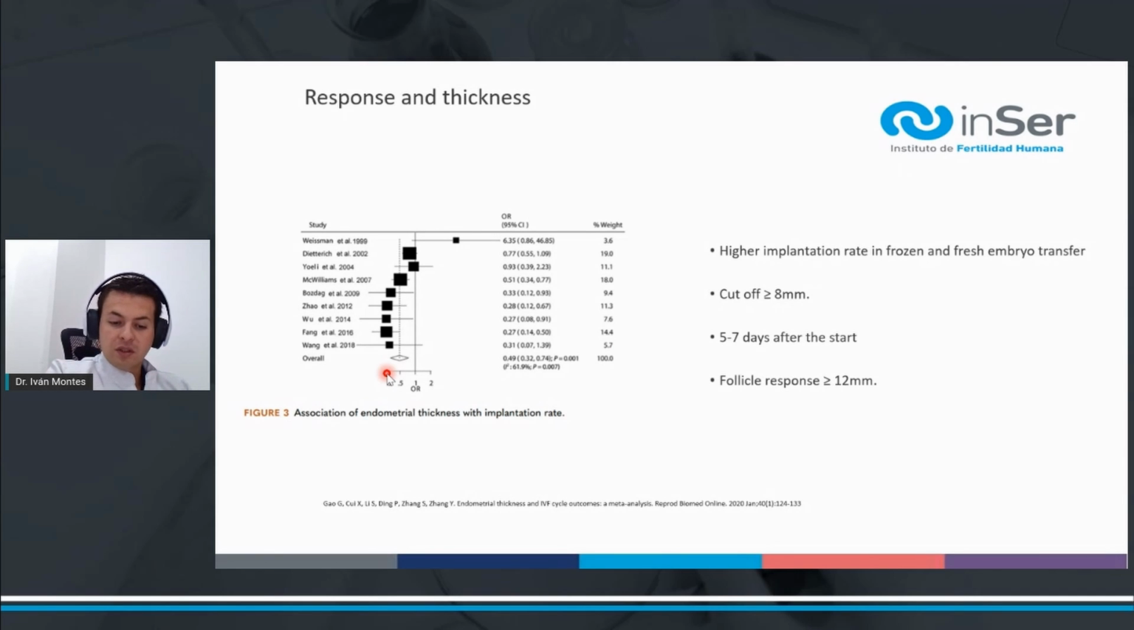For these reasons, we recommend that the endometrial follow-up and follicular response should be carried out within 5 to 7 days after the start of the treatment, looking for a follicular response where there is a follicle greater than 12 millimeters in low complexity treatments such as ovulation induction or IUI, and a leading follicle that exceeds 12 to 14 millimeters in COS treatments.